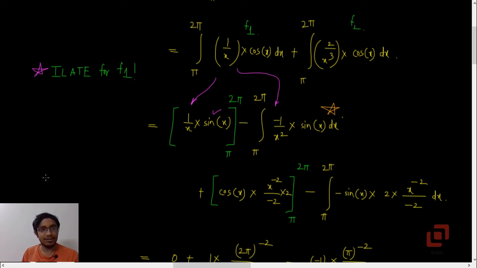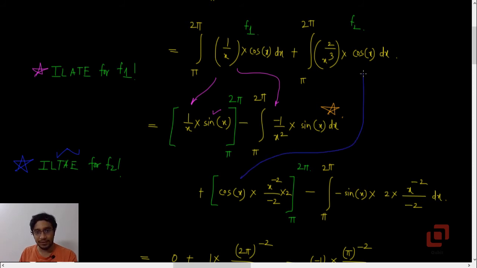Okay, so let's now apply ILAT for f2, but this time let me not say ILAT, let me say ILTAE. So this time I have taken cos x as the first function, that is I have given priority to the trigonometric function over the algebraic function. So cos x as it is, the first function, into integral of the second.